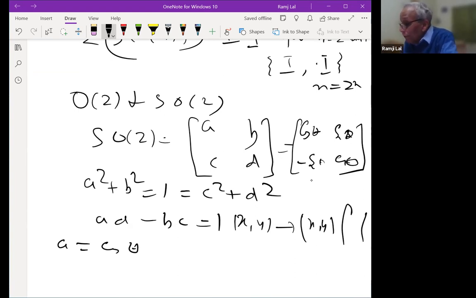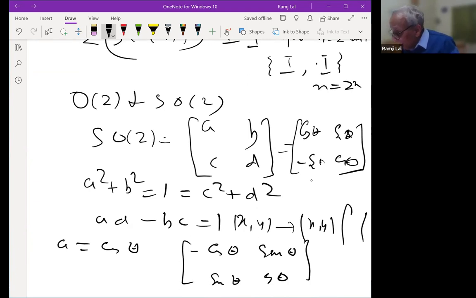Otherwise, if the determinant is not 1, then this will turn out to be cos theta, sine theta, sine theta, minus cos theta. So the determinant of this will be -1, and this is a reflection. I'll talk of the reflection more seriously a little later. So every member of O(2) is either a rotation or a reflection about a certain axis.